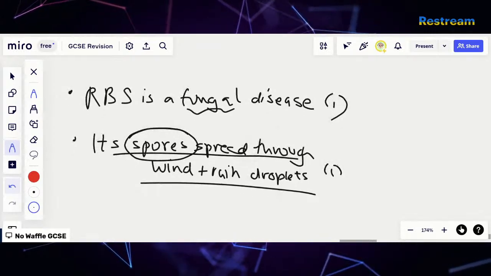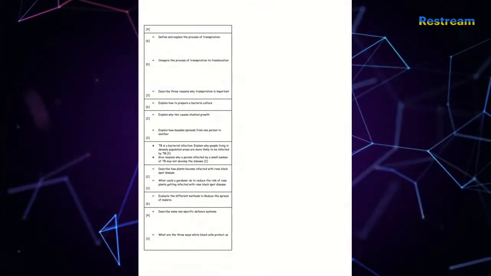Okay, now let's look at the next question. So, what could a gardener do to reduce the risk of rose plants getting infected with rose black spot disease? So feel free to comment, what could the gardener do that will reduce the risk of plants being affected by rose black spot?